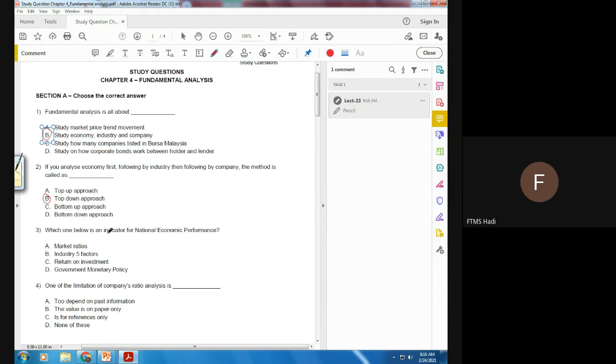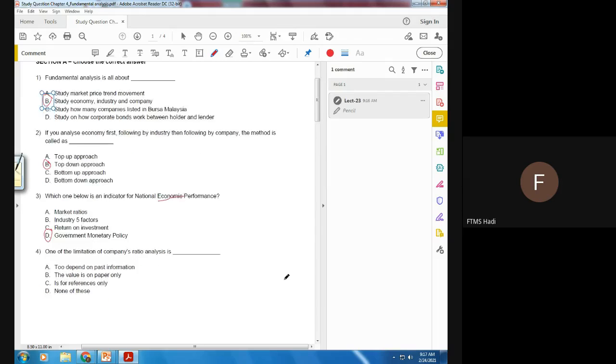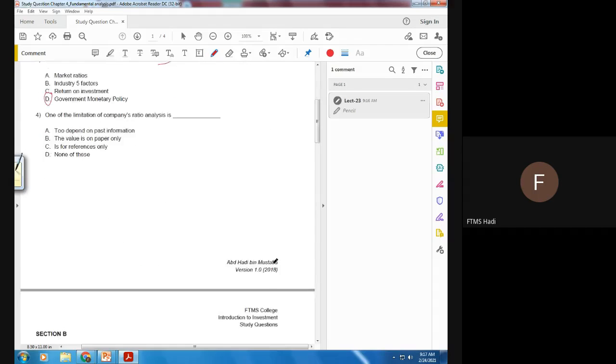Number 3, I will answer for you. Which one below is an indicator for national economic performance? The keyword here is economic. Market ratios, industry 5 factors, and return on investment are all wrong, except government monetary policy, because remember, the economy is run by government. So that is number 3.